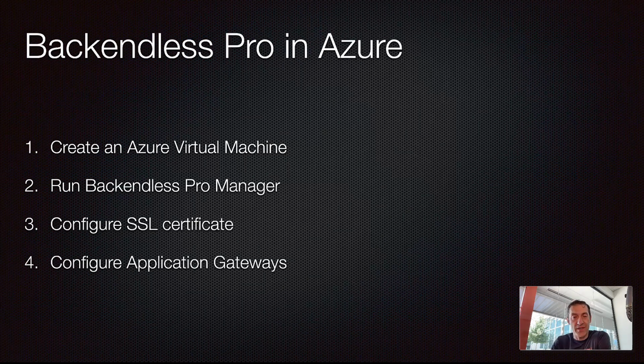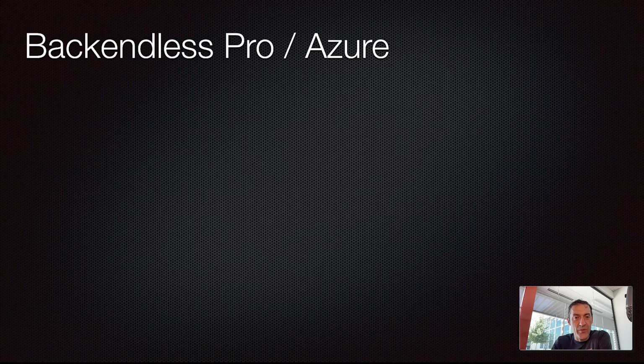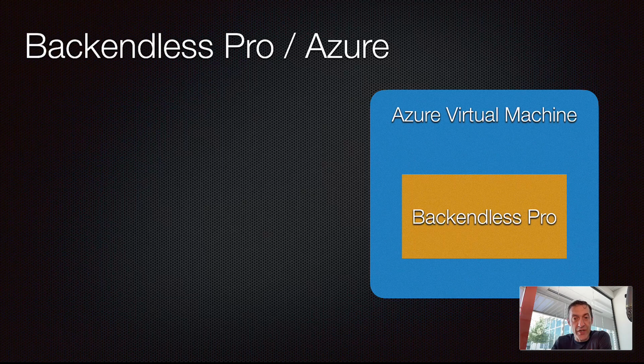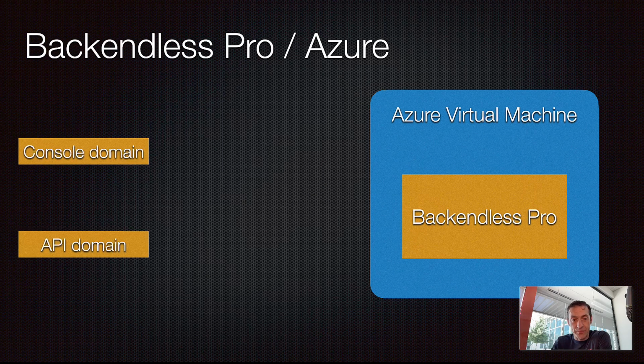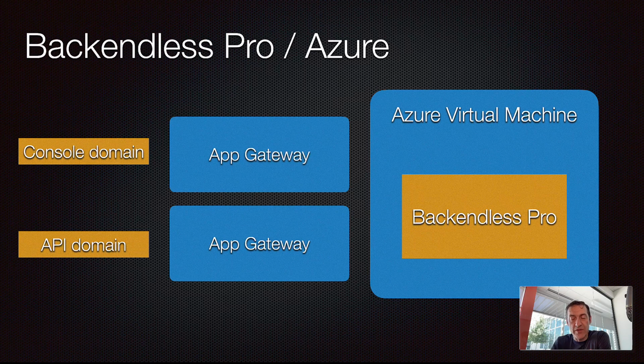To visualize the entire process, or the high-level architecture, you will have an Azure virtual machine with Backendless Pro running in it. Then there will be two domains, one for the console and the other for the API. We will create two app gateways. In Azure, the concept of app gateway provides a way to route requests for a specific domain using SSL to a virtual machine, which is exactly what's going to be here. The domains are going to be pointing to the app gateways, and then the app gateways will point to Backendless Pro.